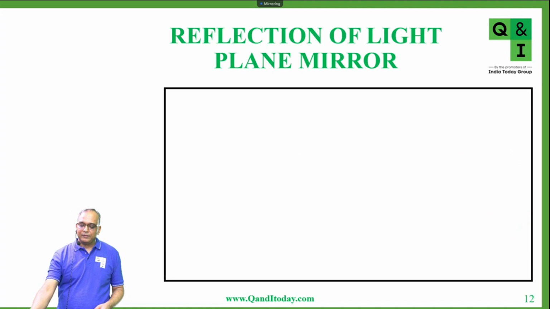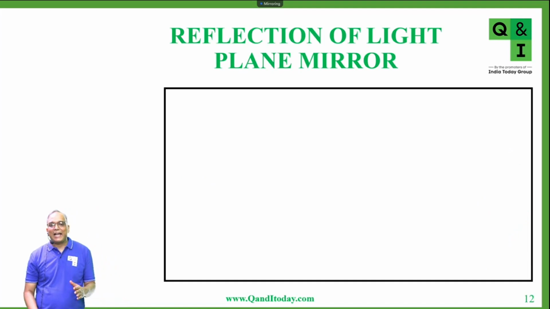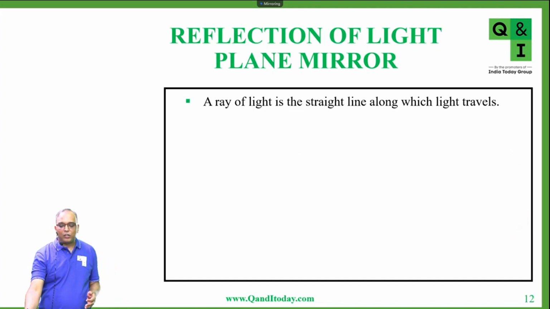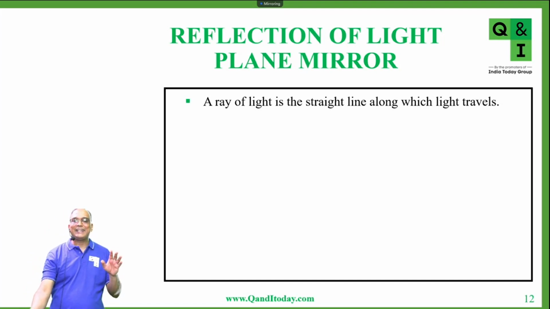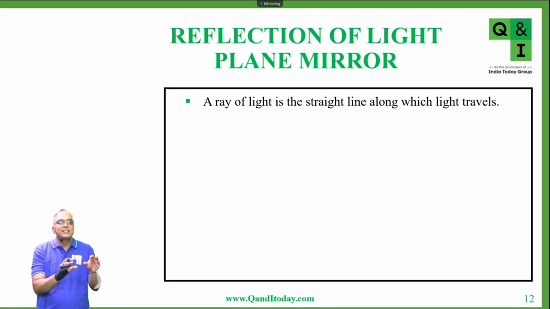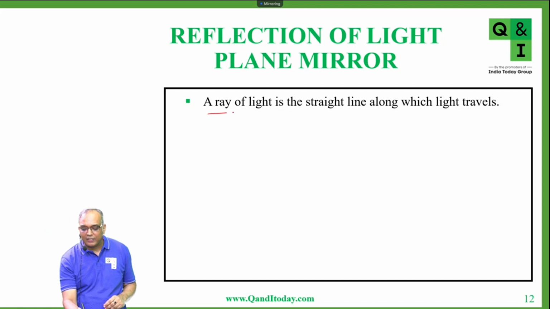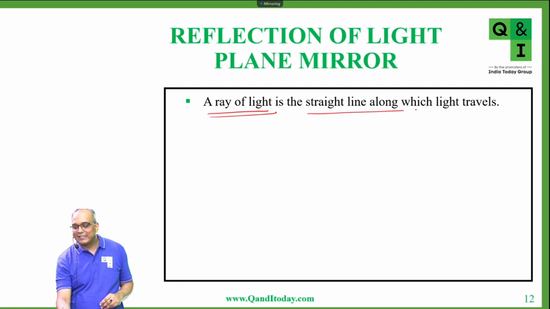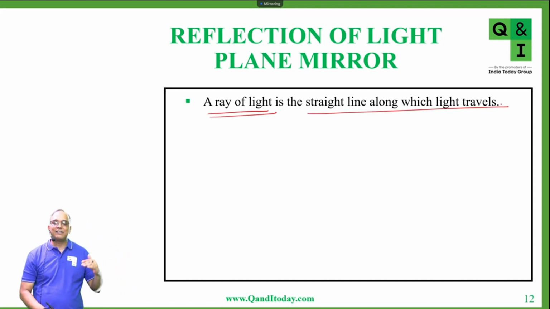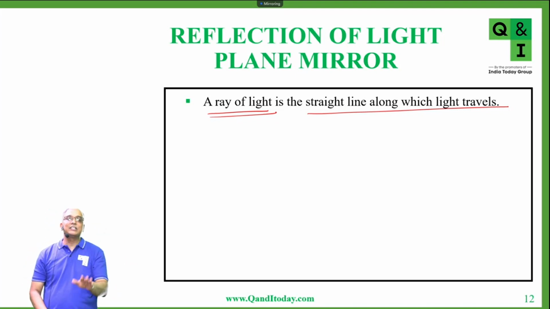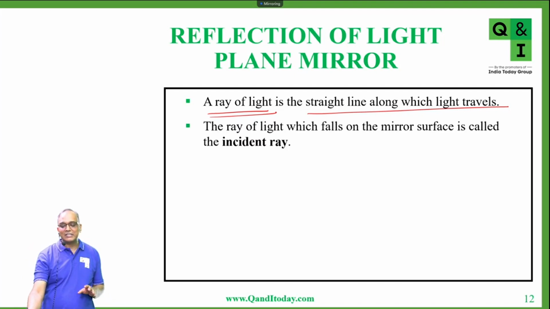Okay, let's move. Now, reflection of light on a plane mirror. A ray of light is the straight line along which light travels. We'll use this term a lot, a ray of light. So what is a ray of light? It is a straight line along which light travels. Because light moves in a straight line, the path of the light is called a ray of light.